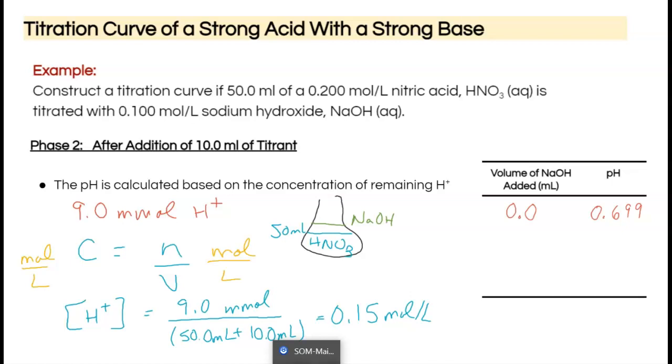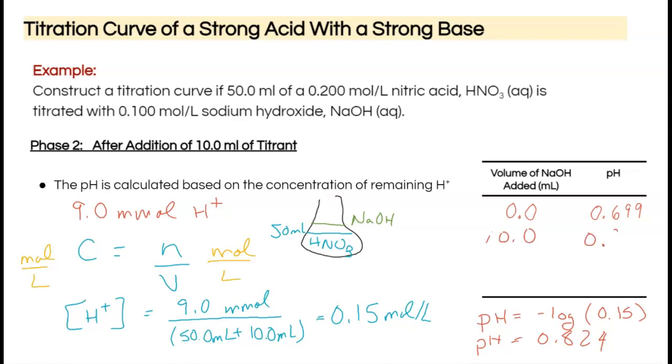Lastly, I just need to do my log calculation. I know that my pH is equal to the negative log of my hydrogen ion concentration, so in this case, 0.15. And that gives me 0.824. So that's the pH of the solution now, a little higher than before. Let's add that into our table of values so far. I've got 10 milliliters of sodium hydroxide added, which has changed my pH to 0.824.